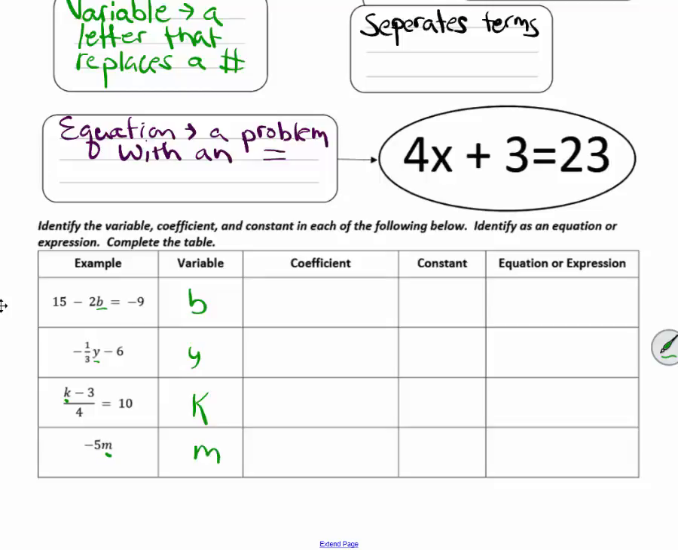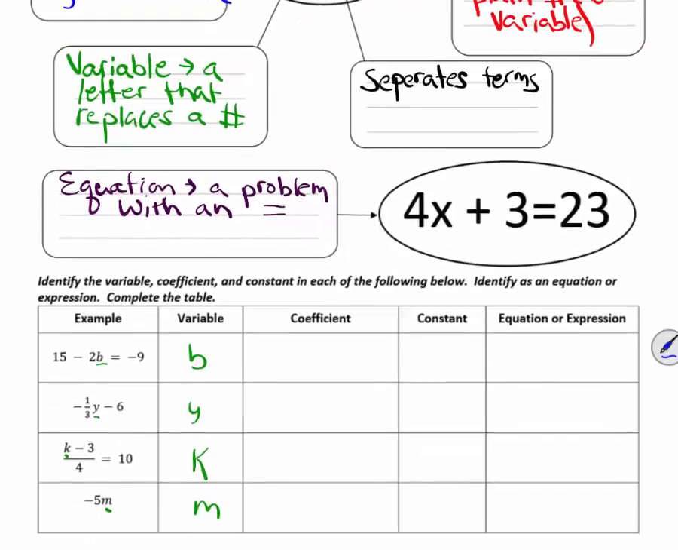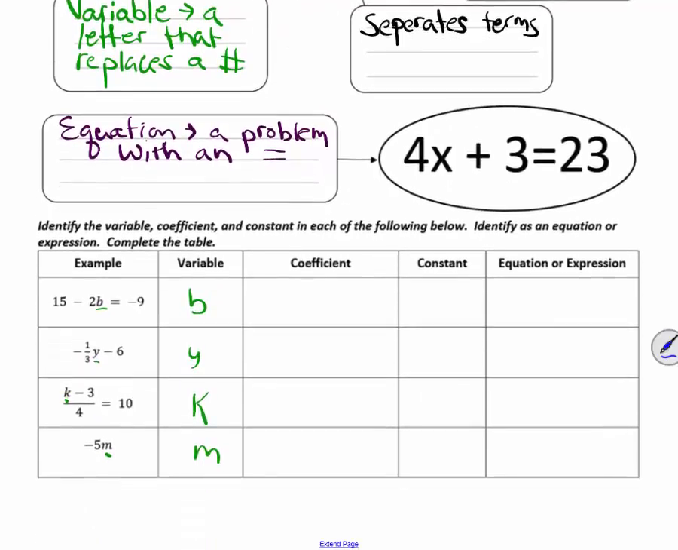Okay, the coefficient is the number that is being multiplied by the variable. And here's the thing, we have to take the sign of what's in front. So here's my b, this is the coefficient, -2. Here's my y, that's the coefficient, -1/3. Here's the k, believe it or not, the coefficient for k is going to be 1/4. We'll talk more about that in class tomorrow. Here's your m, your coefficient is -5.